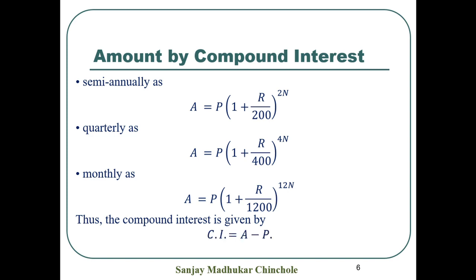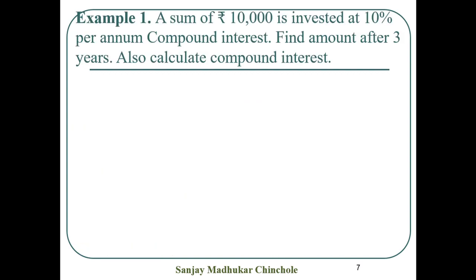Thus the compound interest is given by compound interest is equal to amount by compound interest minus principal amount, where P is equal to principal, A is equal to amount by compound interest.